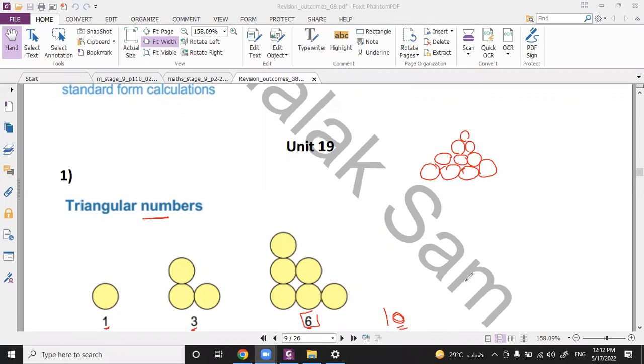It's 15. I want to find a formula just to find the first triangular number, the second triangular number. I want to find a formula to find any triangular number. So do you know it, Andre?